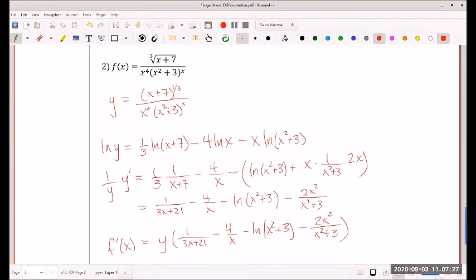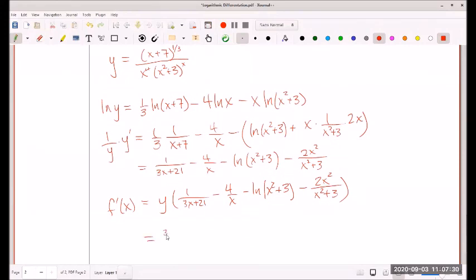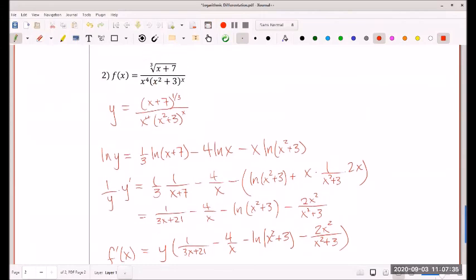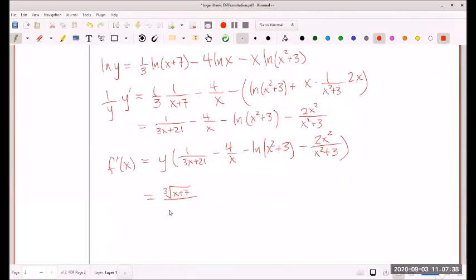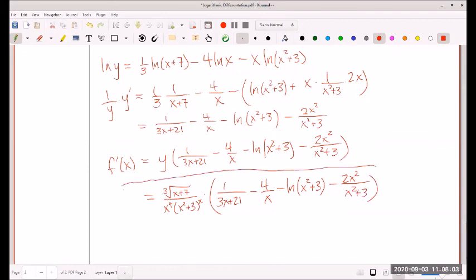So cube root of x plus 7 over x to the 4th, x squared plus 3 to the x, times all of this, 1 over 3x plus 21 minus 4 over x minus the natural log of x squared plus 3 minus 2x squared over x squared plus 3. Okay, and that's our final answer. You don't need to simplify it any more than that. And that's it.